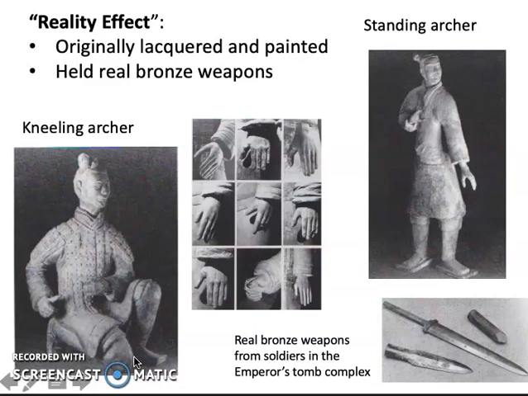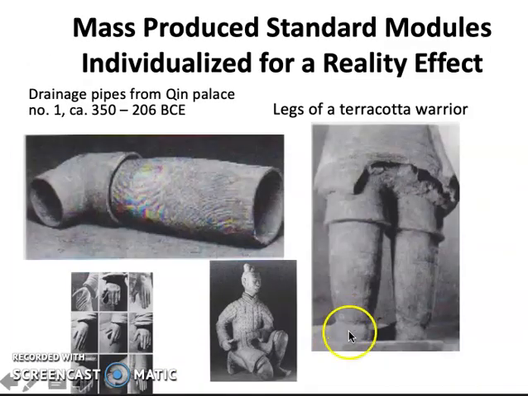But in terms of modular production, these soldiers are incredibly lifelike. They seem to be standing at attention. They are life-size. And so we would imagine that they were each made out of clay by hand from top to bottom. But in fact, the reality effect, which was even stronger originally than what you see in this photograph, because this soldier's armor was originally lacquered and painted, and he would have held in his hands real bronze weapons, that reality effect actually depended on a very simple system of mass production.